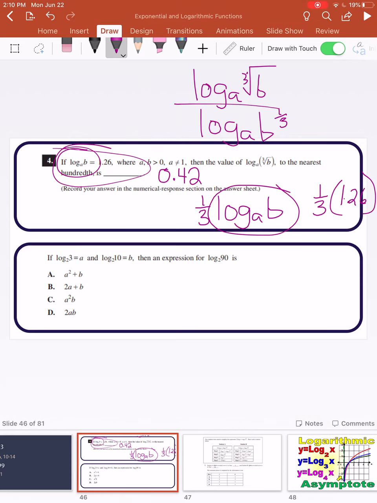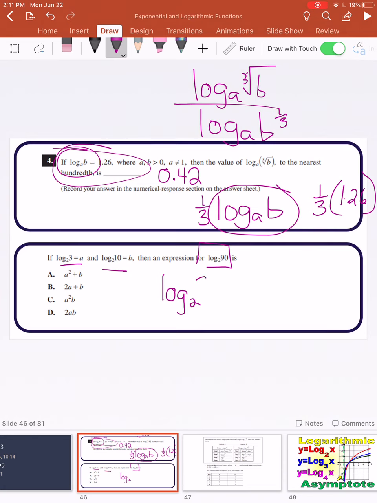All right, it says if log base 2 of 3 equals A and log base 2 of 10 equals B, then an expression for log base 2 of 90 is. We talked about this at the end of the last lesson, and how when you have something like this, you have to be able to break it up. So not only do we use log laws to bring logarithmic expressions and arguments together, we can also use them to break an argument up. In this case, I'm going to break this up so that it looks like these, so then I can substitute the A and the B in.